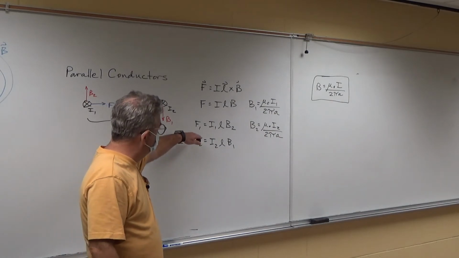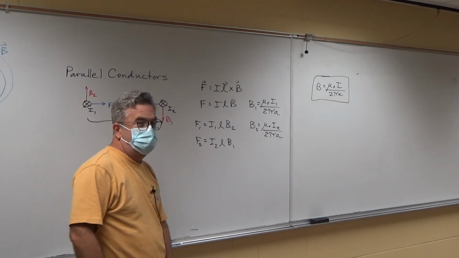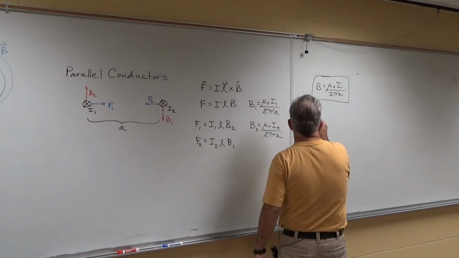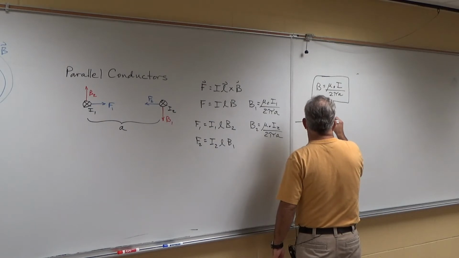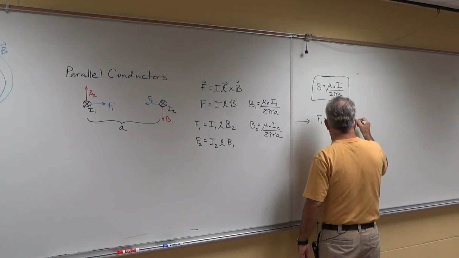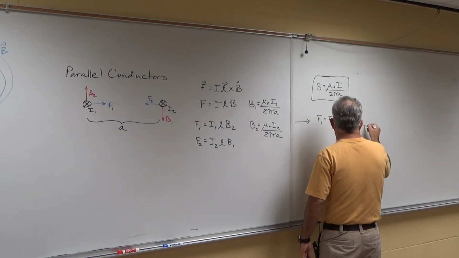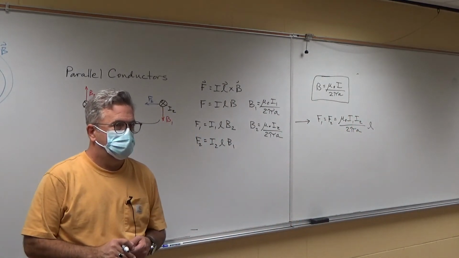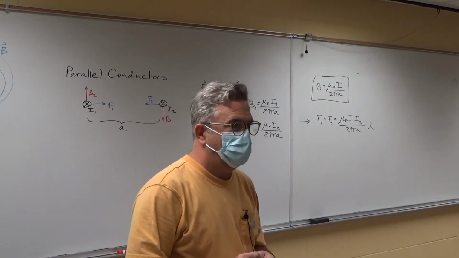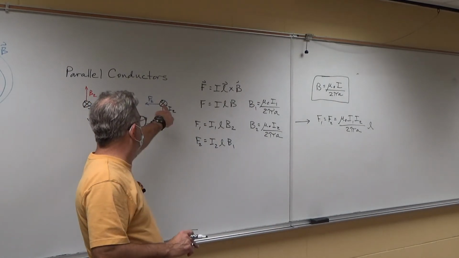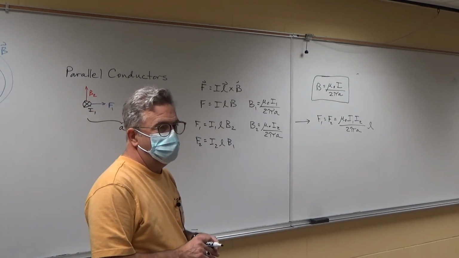When you do the substitution, you get F1 equals F2. F1 equals F2, which equals mu naught I1 I2 over 2 pi A times L. Okay? It's a force pair. F1 is in this direction, F2 is in that direction, and they have equal magnitude.